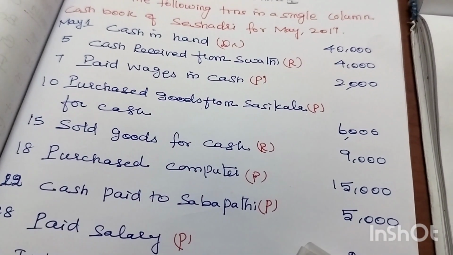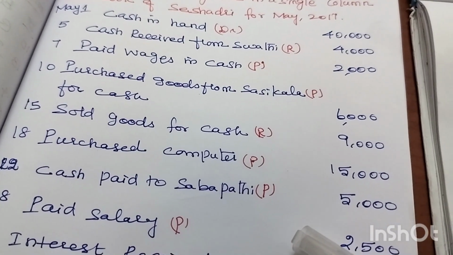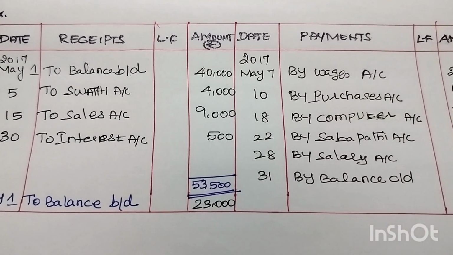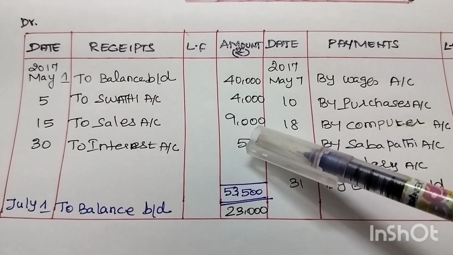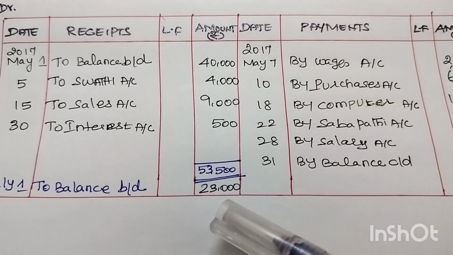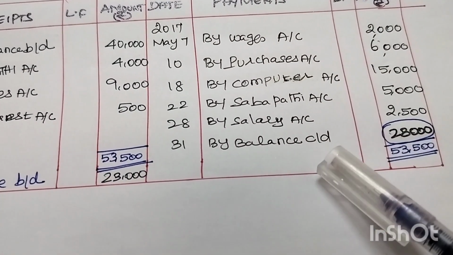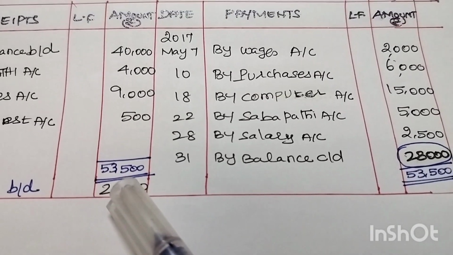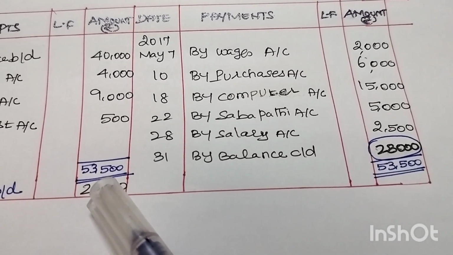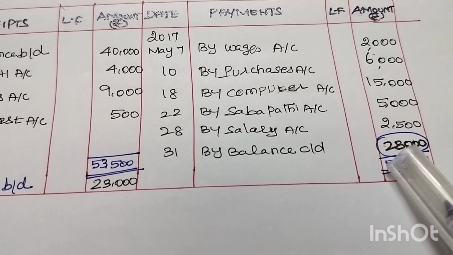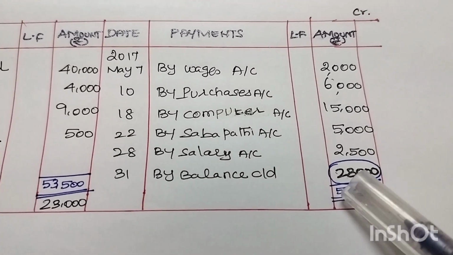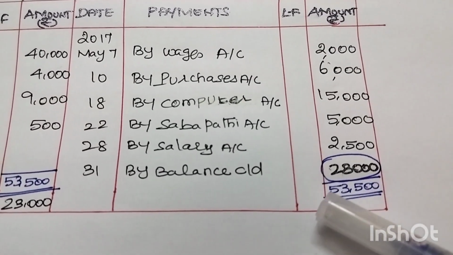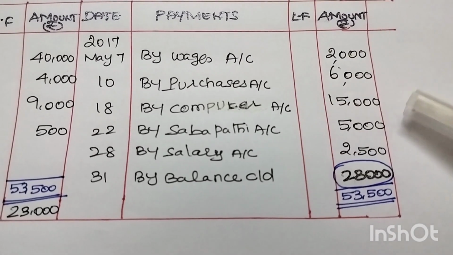Given the cash transactions you have entered into the single column cash book, which side has the higher value? Always in cash book, debit side has the higher value. How much rupees? 53,500 rupees. So you have to enter that 53,500 rupees as the total on both debit and credit side. Then which side has the lesser value? Of course, credit side has the lesser value. So you have to subtract from 53,500 the lesser value.